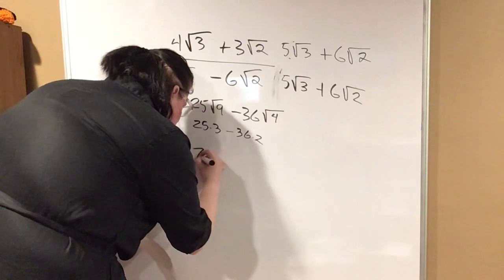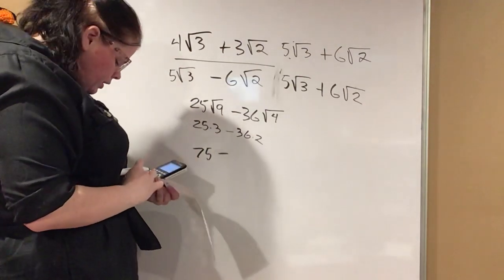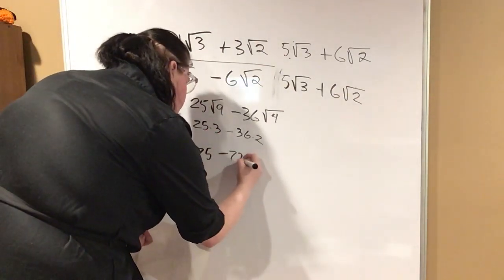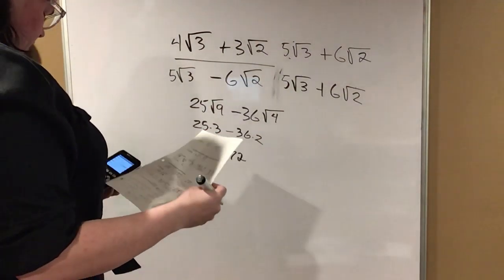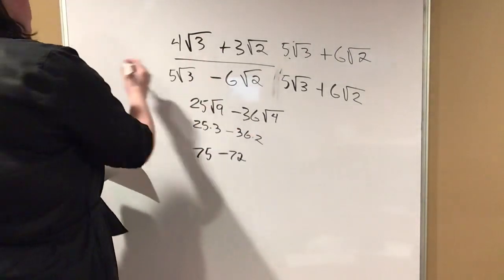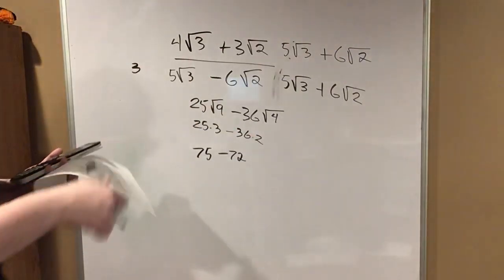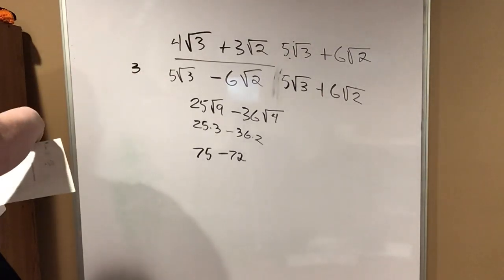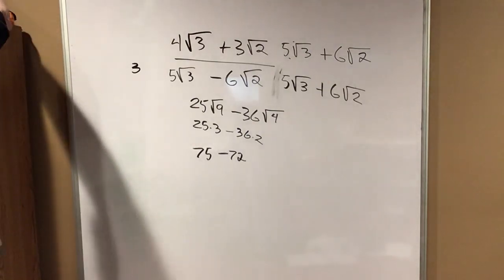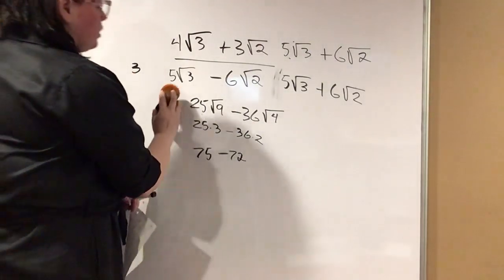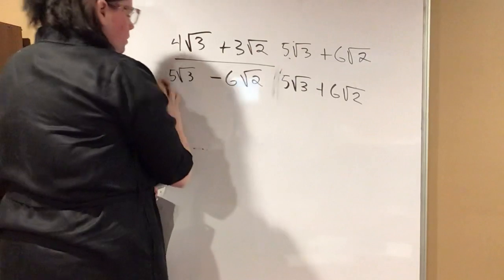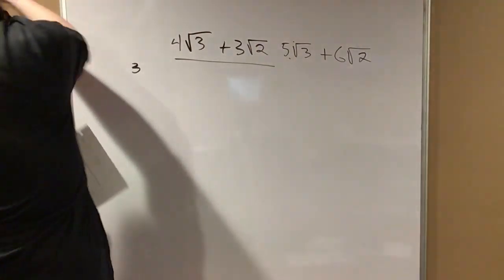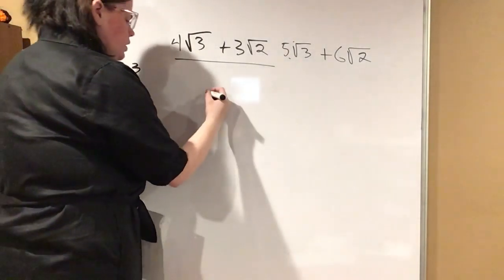Just think of quarters. 75 minus 36 times 2, which is 72. Well, the bottom, just subtract 75 minus 72, and you get 3. So I'm just going to leave that 3 over here because I know that's my denominator. And now we're going to solve the top. I'm going to erase this, and I'm going to erase the bottom because we just solved the bottom. So now let's solve the top. And the top, I'm going to use a box to solve because it's easier.